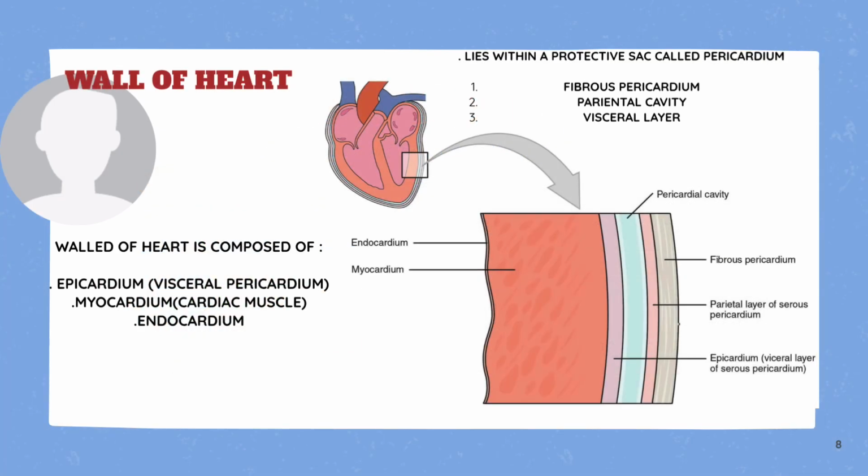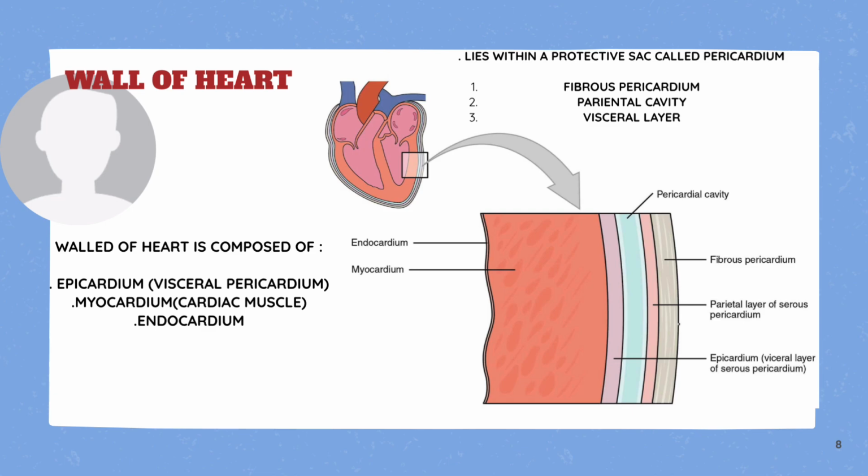Then we can see the wall of the heart. The wall of the heart is composed of epicardium, which is the visceral pericardium. Number two is myocardium, or cardiac muscle, and endocardium. We can see the endocardium is the inner layer of our heart.